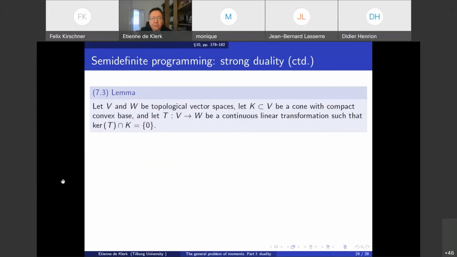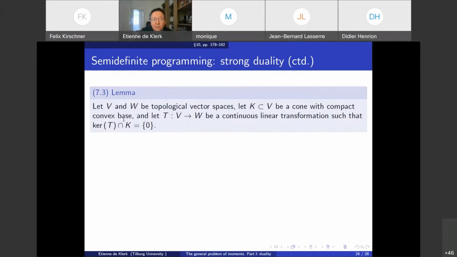Okay, so the key lemma that we need here is very general, so it does not rely on a finite dimensional argument. I want to state this because we're going to speak in a moment of the generalized problem of moments, and then of course we have to again be concerned about the topology. So now we have two topological vector spaces V and W in general, and we have a cone in the vector space V with a special property. It has a so-called compact convex base.